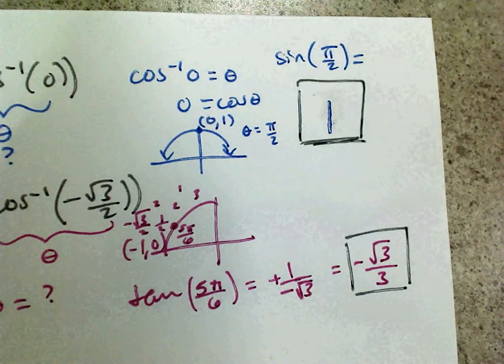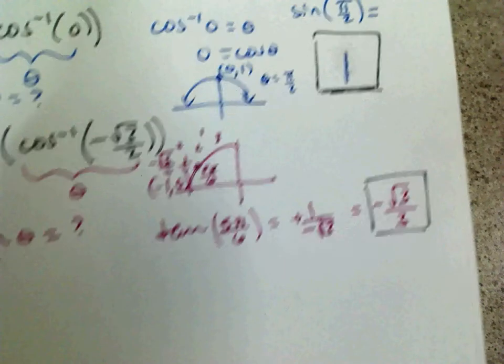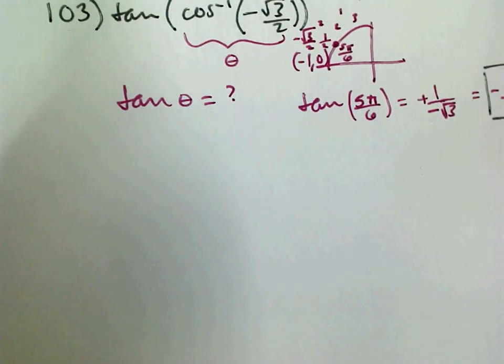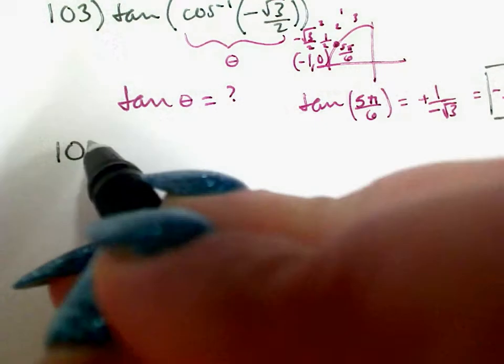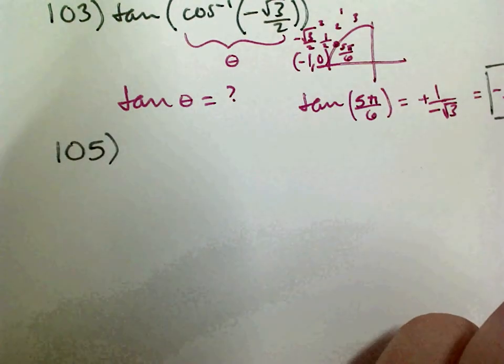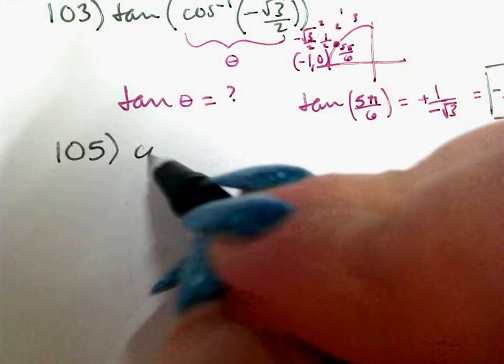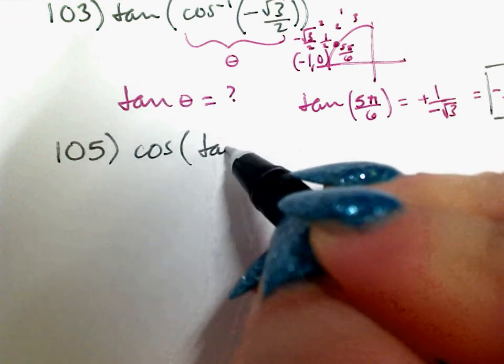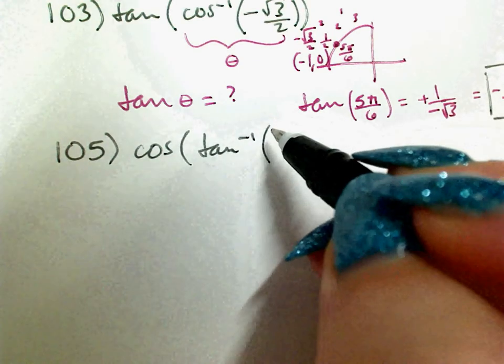Number 105. So 105 is cosine of tan inverse of 3/4.